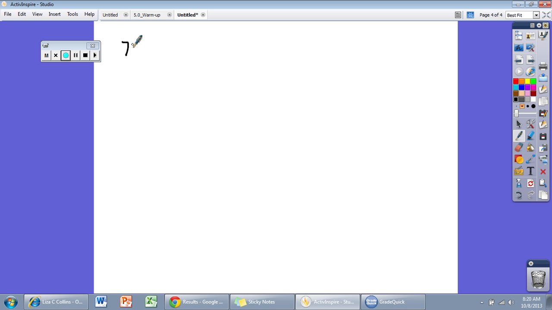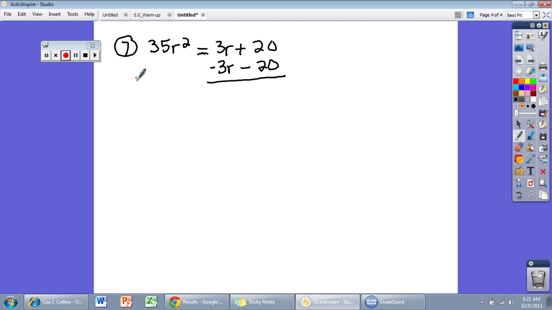In problem 7, we have 35r squared is equal to 3r plus 20. Again, the only way that we can solve this equation is by having it equal to 0. So I'm going to move these two terms over to this side, and the way that I can do that is by subtracting my 3r and subtracting my 20. I do that to this side, I also have to do it to the left side. Now none of these terms combine, so I have 35r squared minus 3r minus 20 is equal to 0.